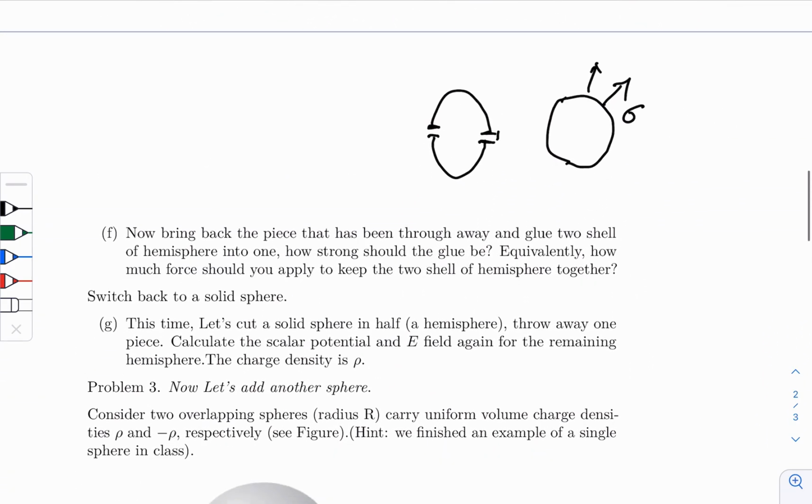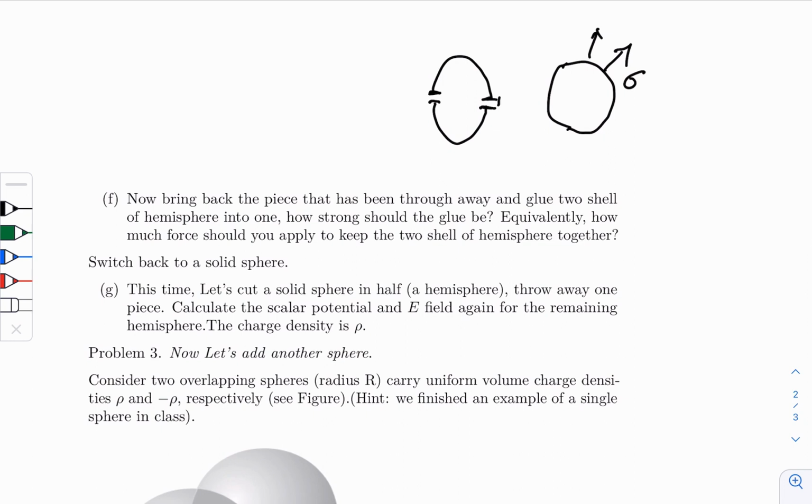Also, in question F, I asked what should be the force between these two hemispheres if I group them together, and this problem can actually be viewed from a different perspective, in the sense that if we combine them together, we can treat this as the entire sphere with the charge density sigma equally distributed, and that can be viewed as sort of a conductor. And we already calculated the force on the surface of a conductor.